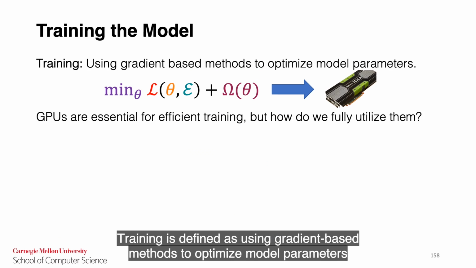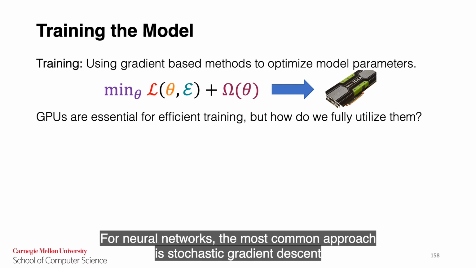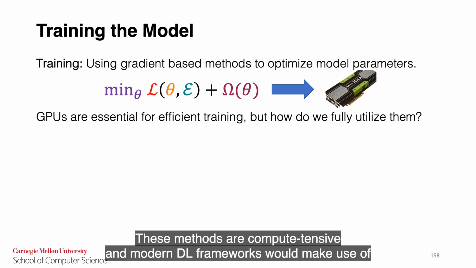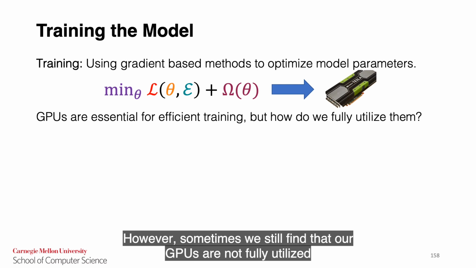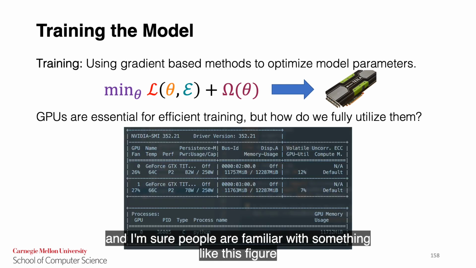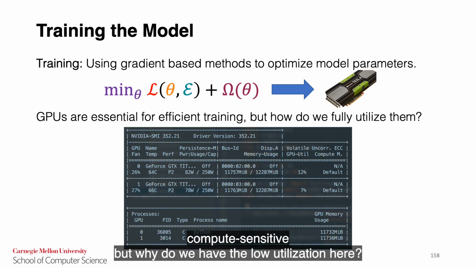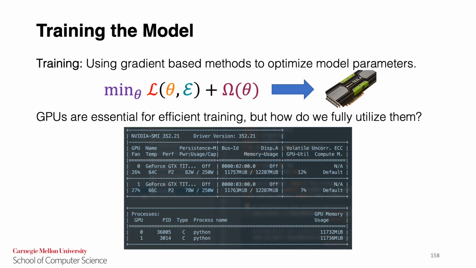Training is defined as using gradient-based methods to optimize model parameters. For neural networks, the most common approach is stochastic gradient descent, or maybe some variant of it like Adam. These methods are compute intensive, and modern DL frameworks make use of GPUs to speed up training. However, sometimes we still find that our GPUs are not fully utilized, and I'm sure people are familiar with something like this figure, and it's painful to see. So you are using GPU tensor operations, and you're pretty sure that your model is compute intensive. But why do we have the low utilization here?